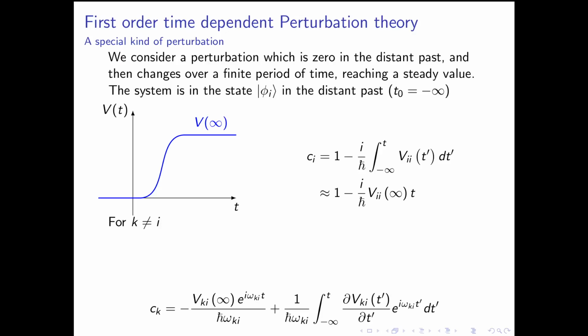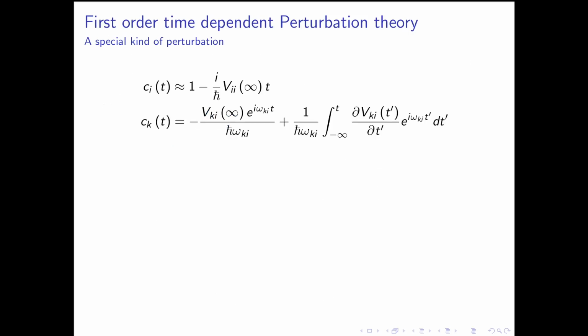Now that we have found expressions for all the coefficients cn at time t, we are in a position to reconstruct the state of the system at time t. Remember, we are talking about a situation where the system was in the state phi I, an eigenstate of the unperturbed Hamiltonian in the remote past, and we are trying to figure out what the state is at some time t after the perturbation has steadied out. So just to recount, Ci of t is given by this approximate expression, 1 minus i by h cross Vii infinity times t. Ck of t is also an approximate equation. It's just written as an equal sign because we are only calculating up to first order.